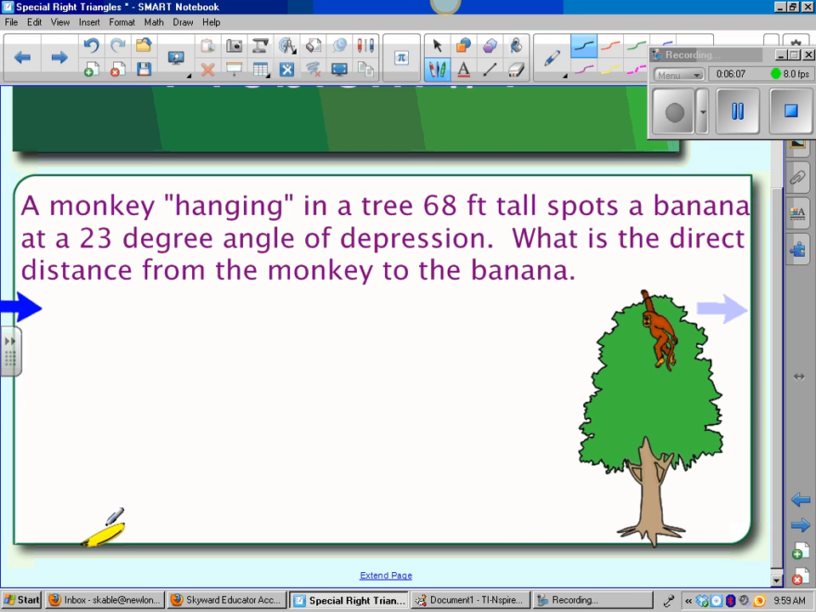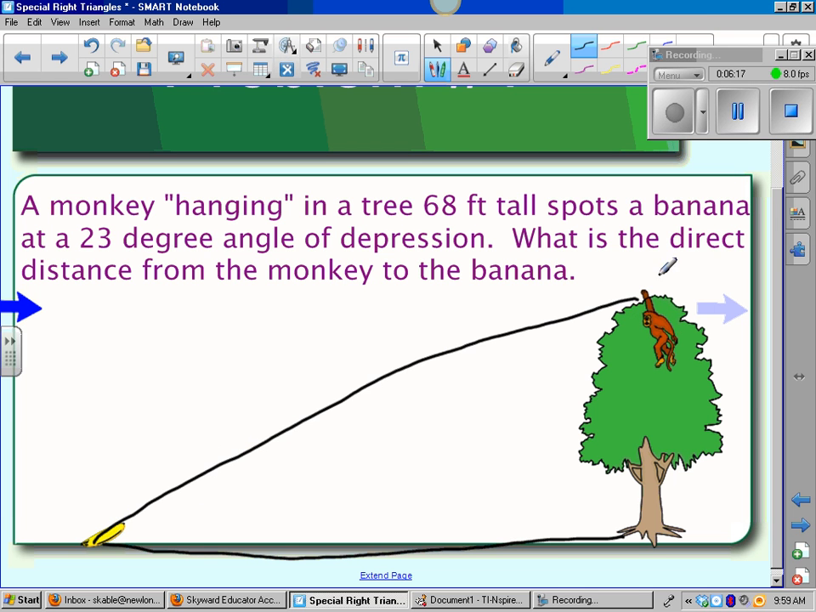What that means is you're going to make a triangle connecting from the tree to the banana, and then from the banana to where the monkey is. And then there's my altitude, and there's my right triangle. So we're going to put in our 23-degree angle. Now remember, that's a depression. Really, the depression angle is up here. But remember, depression is the same as elevation. So what we really want to do is put the 23 in the triangle. And we know the tree is 68 feet tall, so we're going to put a 68 there.